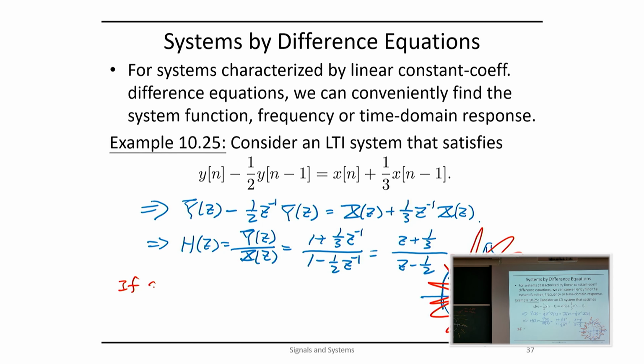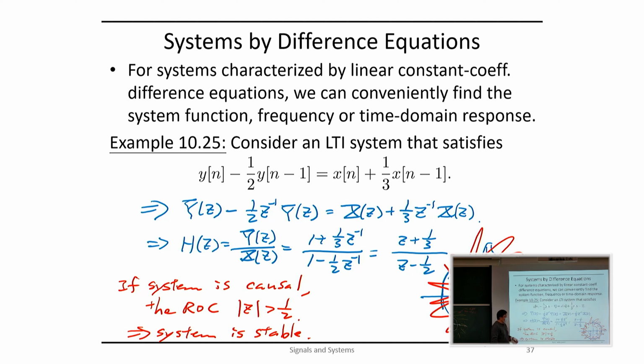So if the system is causal, then the ROC corresponds to z greater than 1/2. And if the ROC is z greater than 1/2, it would include the unit circle, and therefore the system is stable. Okay? Now, on the other hand, if you have a region of convergence that is this inner circle, then the system would not be stable. Okay? And in fact, the system is also not causal.